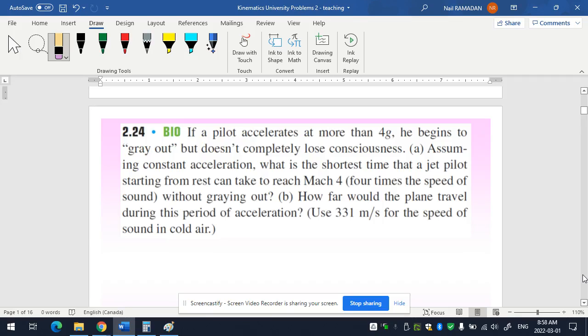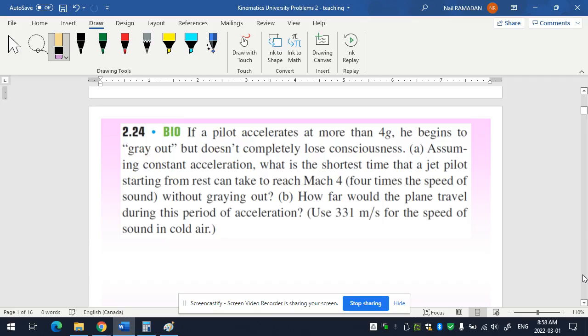So do you think we need the diagram for this? Or is it more or less the same diagram as the baseball? What was the initial speed of the baseball? 0, just like the pilot. What was the final speed of the baseball? 45. What's the final speed of the pilot? Mach 4, which means we can multiply this number by 4. So how many numbers do we know so far? 2 numbers. The 0, the Mach 4, but we also know the rate of acceleration.